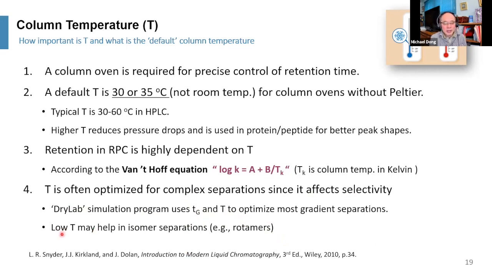A low temperature sometimes is helpful, particularly in isomer separation. One case in point is separation of rotamers. Rotamers are cis and trans isomers with a restricted rotation, right? So sometimes if you go to a lower temperature, you can separate the two rotamers, cis and trans. While if you use high temperature, they would interconvert on the column during your analysis, right? So low temperature is better.